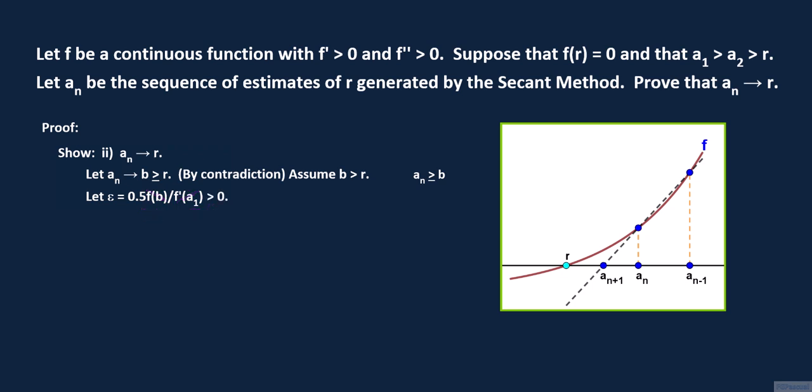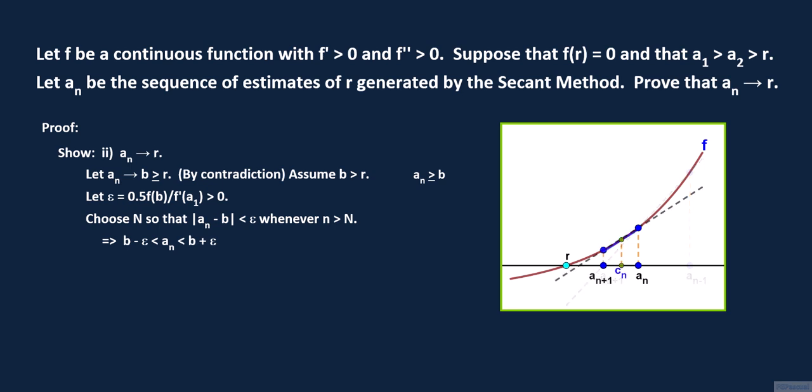Since a sub n converges to b, we can choose uppercase N so that the absolute value of a sub n minus b is less than epsilon whenever lowercase n is greater than uppercase N. Therefore, a sub n is bracketed by b minus epsilon to the left and by b plus epsilon to the right. And it is mean value theorem time once again.